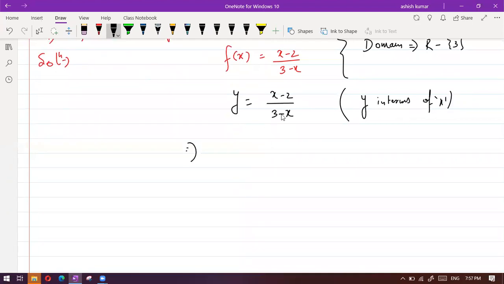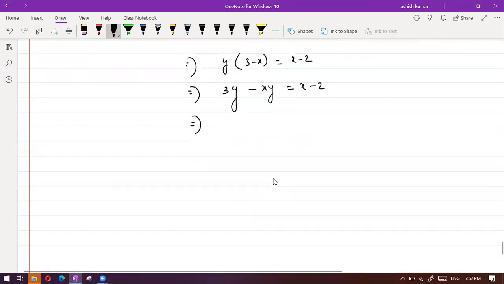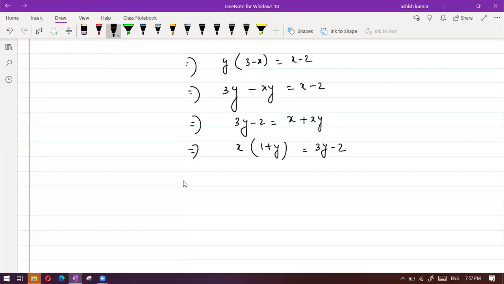How will we do it? Check it. Cross multiply: y into (3 minus x). It will become this way. Then multiply x minus 2. It will become 3y minus xy is equal to x minus 2. Then bring the x terms on one side, the rest of the terms on the other side. Can I say that 3y plus 2 is equal to x plus xy? Can we say this, Ruchita? Yes, sir. Now, can we take x common? It will become x(1 plus y) is equal to 3y minus 2.